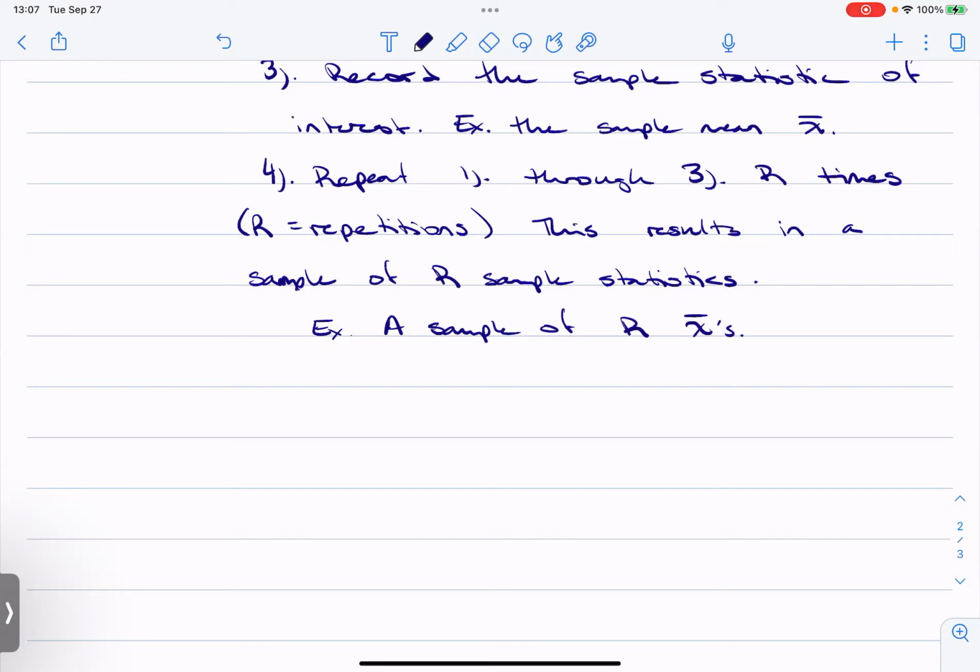Can you imagine if some poor soul stumbled upon these notes? It doesn't make sense. A sample of R X bars. Had to be there. You had to be there.